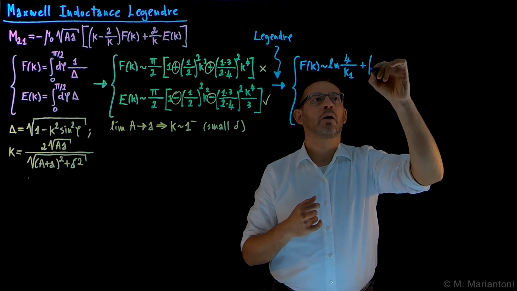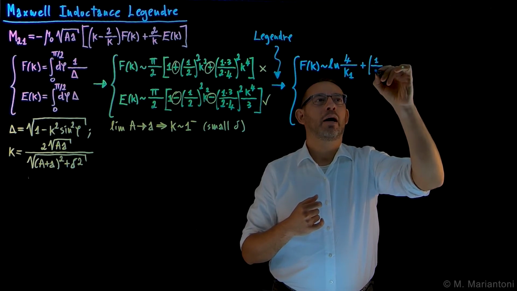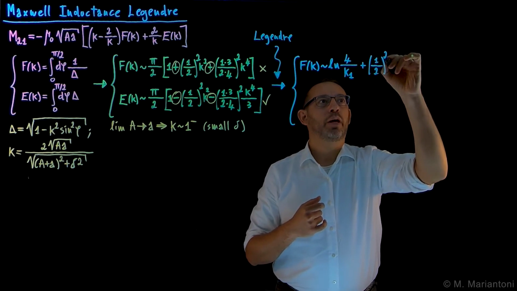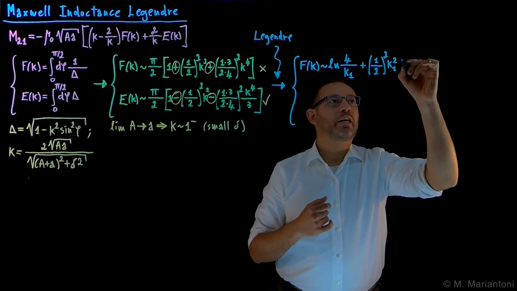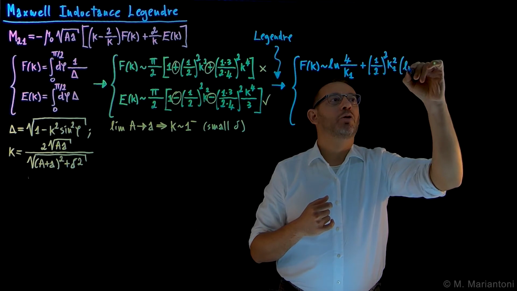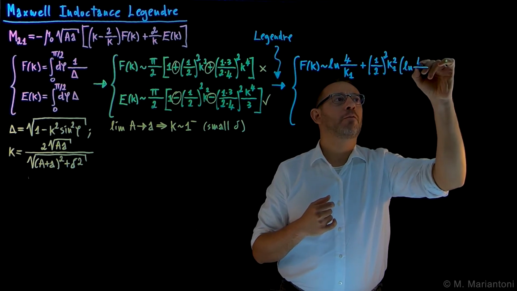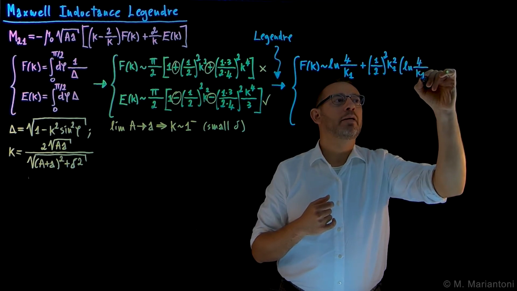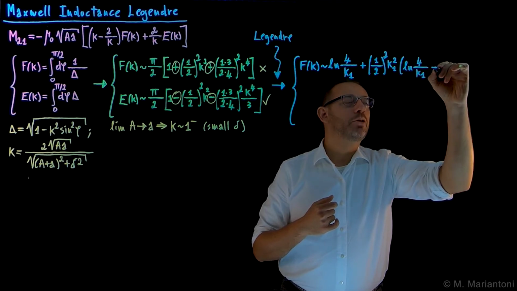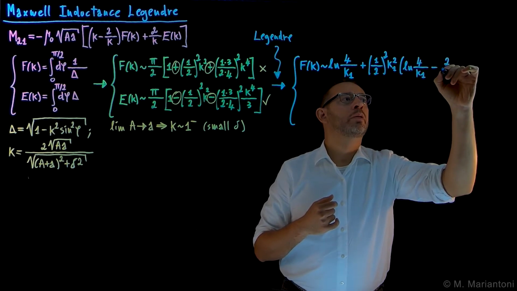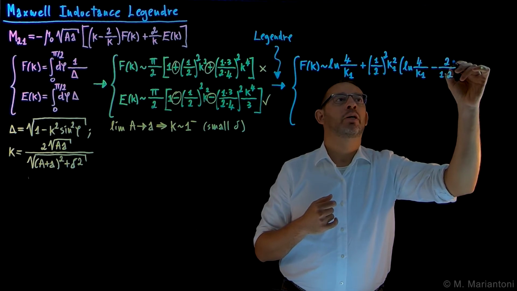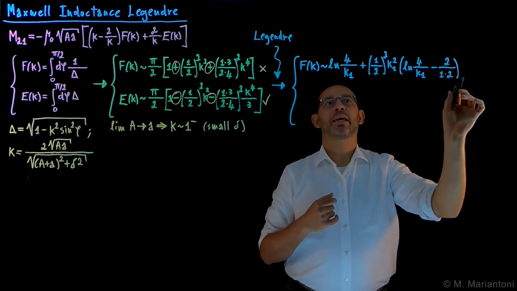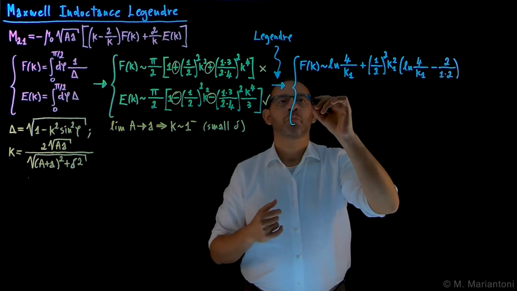plus 1/2 k1 squared times the natural logarithm again of 4 divided by k1 minus 2 divided by 1 times 2. There are, of course, more terms, but I truncated, that's why I put approximately.